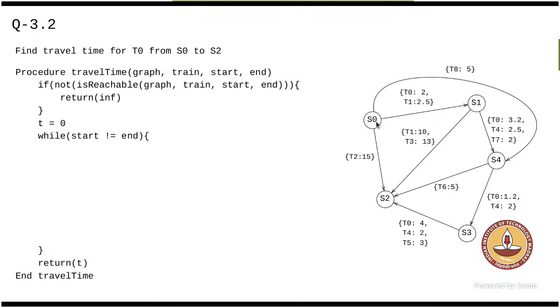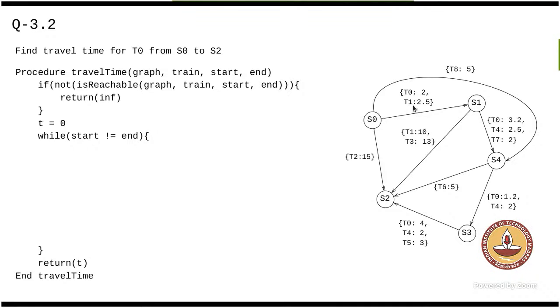Now what you do is start is not equal to n. Again, same logic. You are starting at S0, end is S2, right? So start is not equal to n. So here is what maybe I didn't mention properly. Can this train T0 appear in 2 edges? Yes, sir. How do you know which edge to choose?